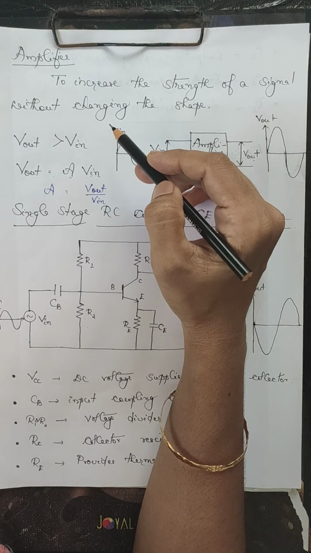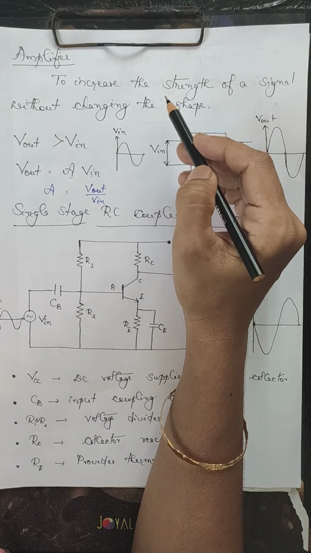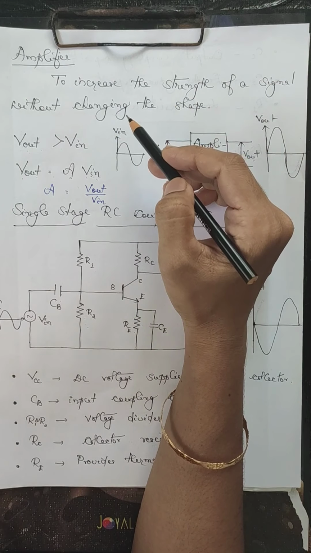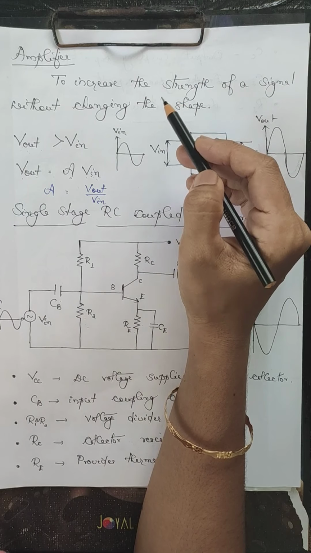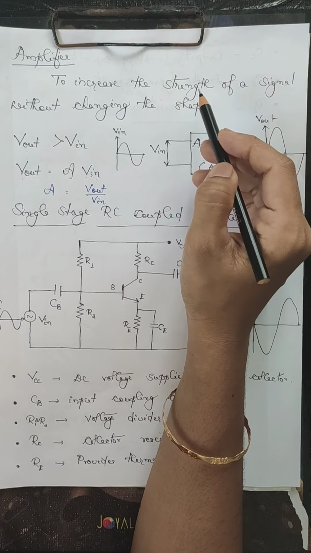An amplifier can be a voltage amplifier, current amplifier, or a power amplifier. If an amplifier increases the voltage level of a signal, it is known as a voltage amplifier. Similarly, if it increases the current level of a signal, it is a current amplifier, and likewise.